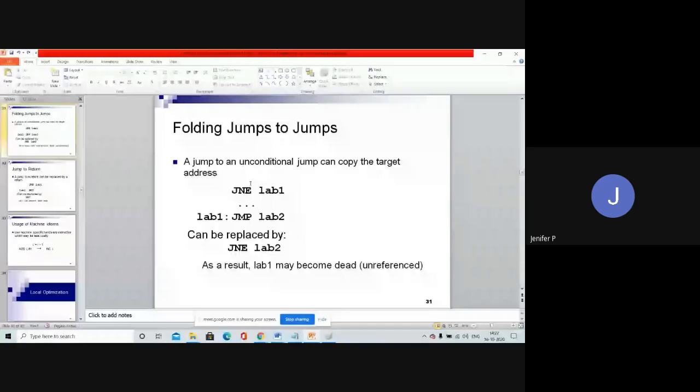And the next one is unnecessary jumps. See here, there is a jump to label 1. Then in label 1, there is a jump to label 2. So this is a very unnecessary jump. We are told to jump to one place, we go there, no statement is executed there, and directly from there another jump happens. So this is an unnecessary jump.